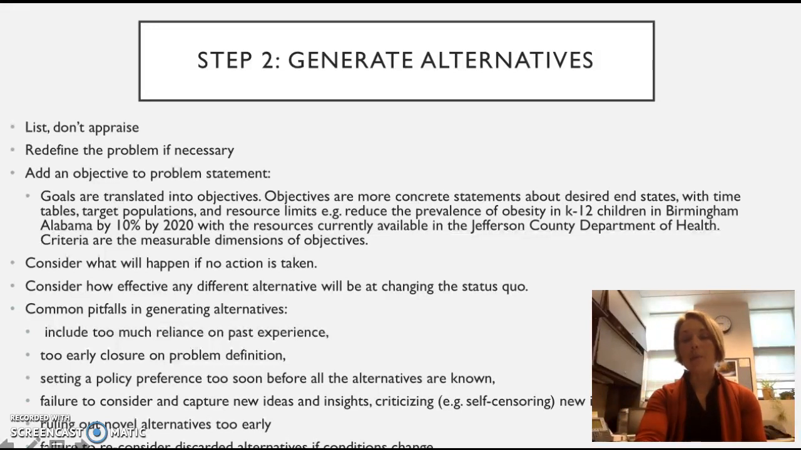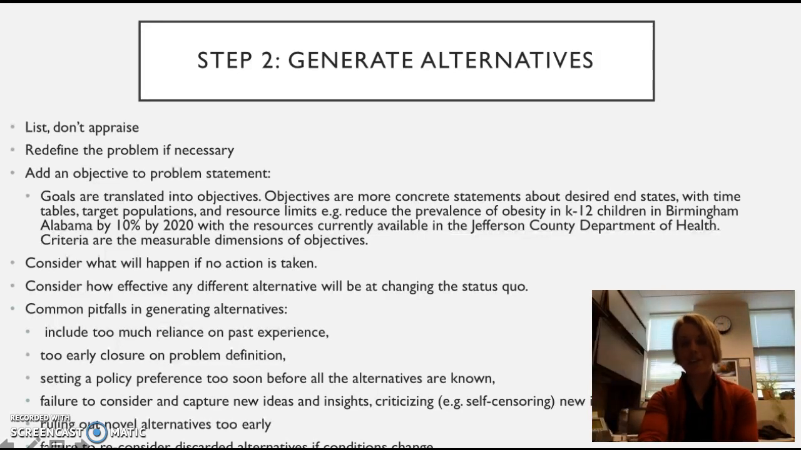Some common pitfalls that you might run into as you're generating the alternatives: too much reliance on your past personal experiences, rather than being really objective; too early closure on your problem definition, rather than really narrowing that topic so then you can generate 3 to 7 alternatives that are really specific; setting a policy preference too soon and just going with it before the alternatives are known. So really give yourself a chance to think about these alternatives. Failure to consider and capture new ideas and insights. Self-censoring new ideas as they're offered. So make sure you keep an open mind.